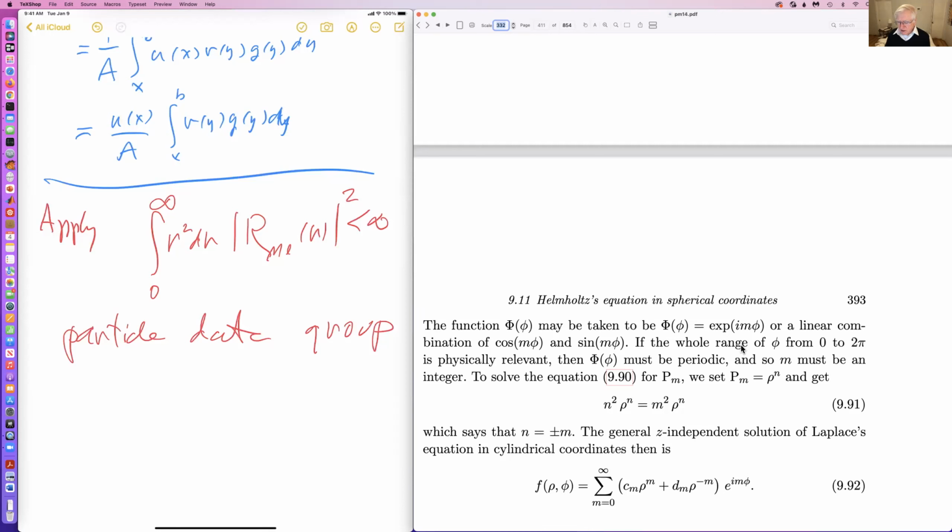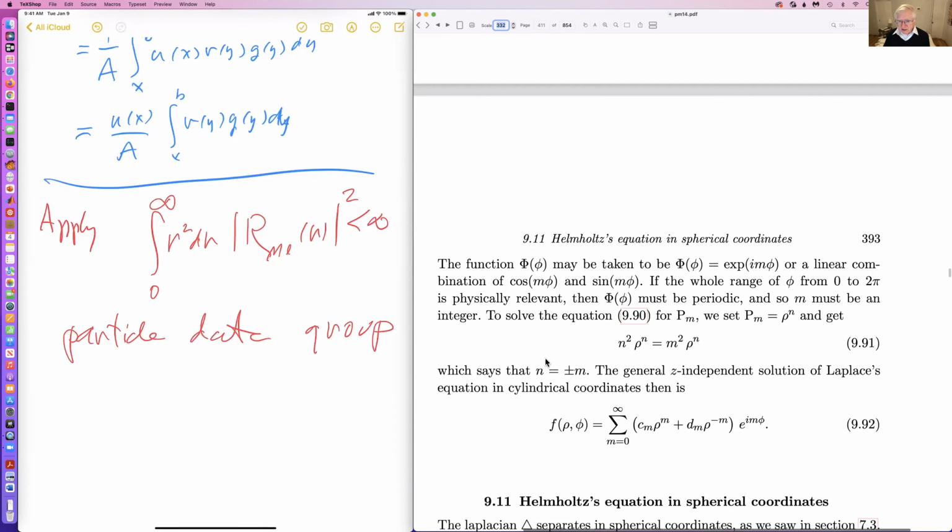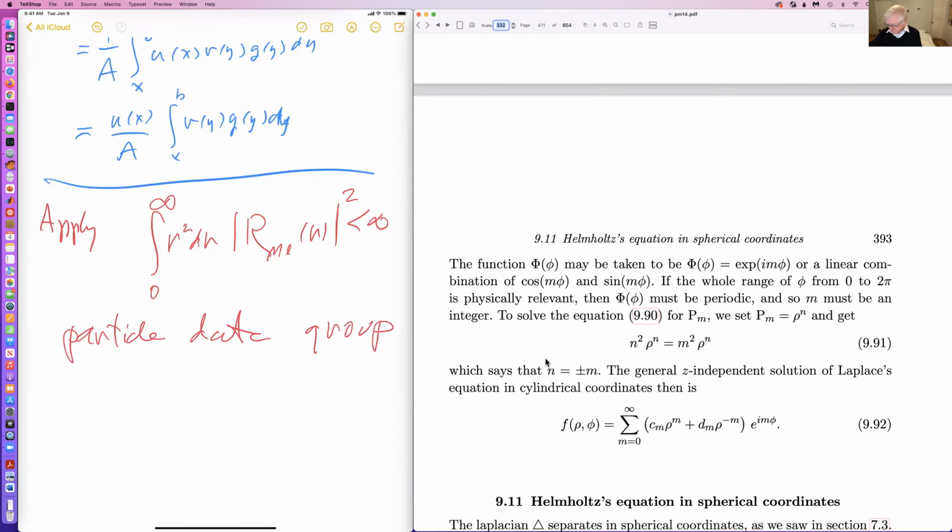If the whole range of phi is physically relevant, then phi has to be periodic. On the other hand, as I've said to you before, if the only part of phi that's physical is here, then phi need not be periodic, because we'd have to go around an unphysical region to get back and to see some kind of ambiguity here.